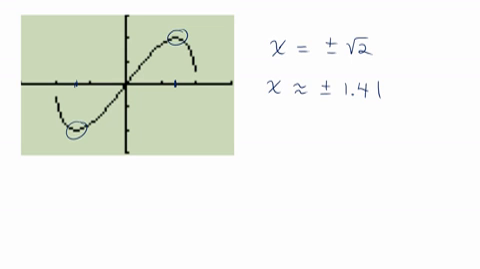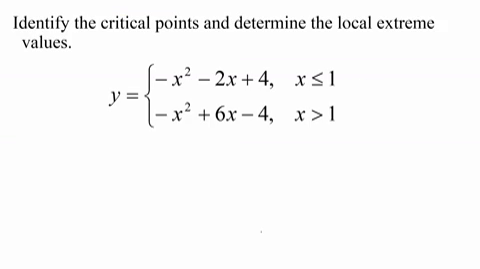Now it's time for you to try a problem. Identify the critical points and determine the local extreme values for the following: y equals -x squared minus 2x plus 4 when x is less than or equal to 1, and y equals negative x squared plus 6x minus 4 when x is greater than 1. Pause the video while you work on this problem. When you are finished, restart the video to check your solution.